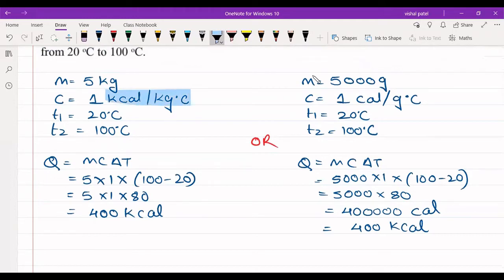Just keep this thing in mind. The mass is given in kg, so I am taking specific heat in kilocalorie per kg degree Celsius. In the next sums, if the mass is given in grams, I will take 1 calorie per gram degree Celsius. Okay, so there won't be any difference in the specific heat. So that is the first sum for you.